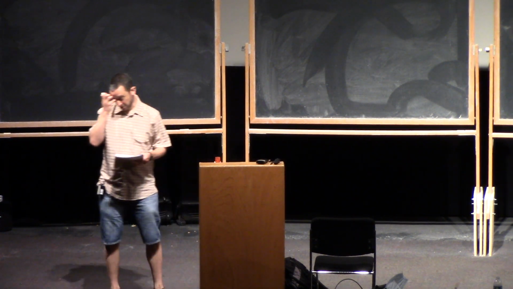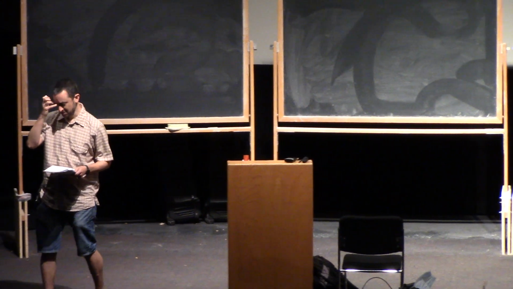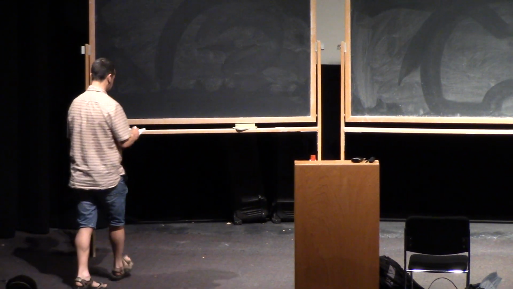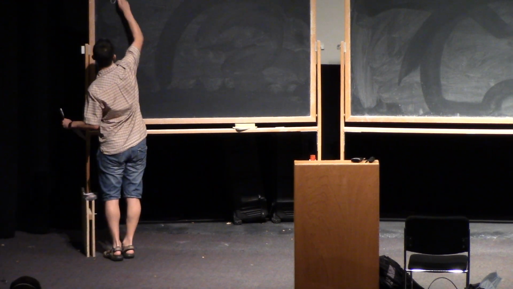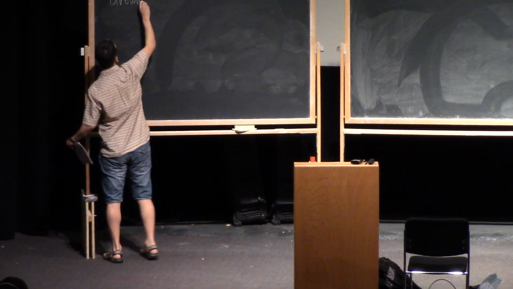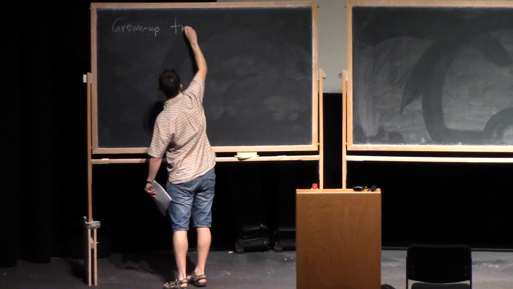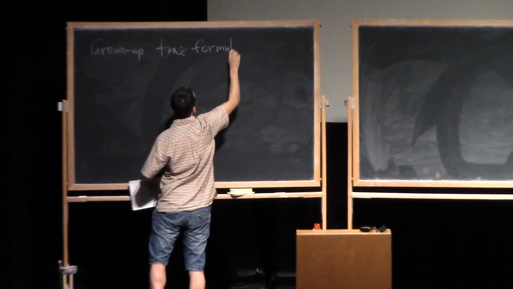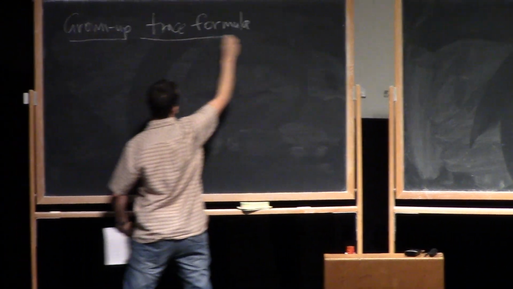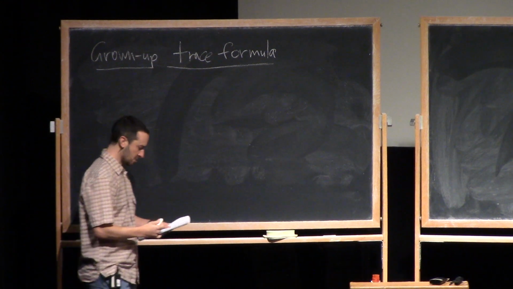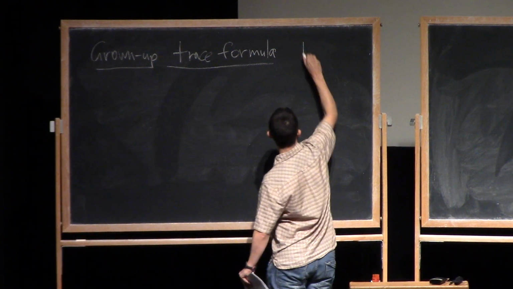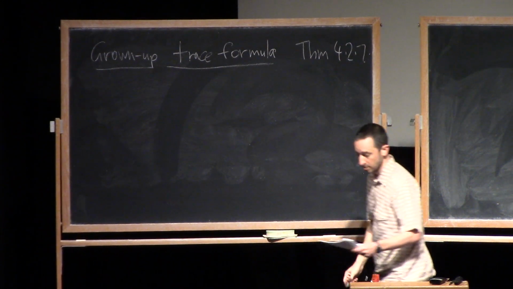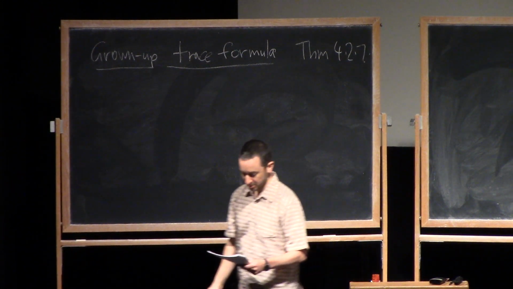So the last thing we were talking about was this baby version of the trace formula. So now we are going to do the grown-up version. Okay, so this is theorem 4.2.7 in the notes. So let me just remind you of the setup.